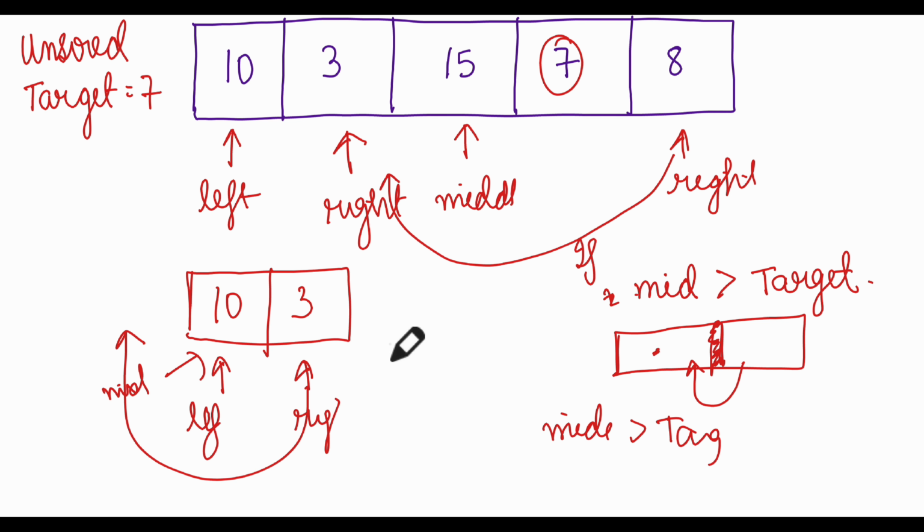Now technically your right pointer has become -1, which is out of bounds, which is practically not possible, and this code will give you an error. So this is the reason that your binary search, or log n time complexity, does not work with unsorted data sets. You have to sort the data before.